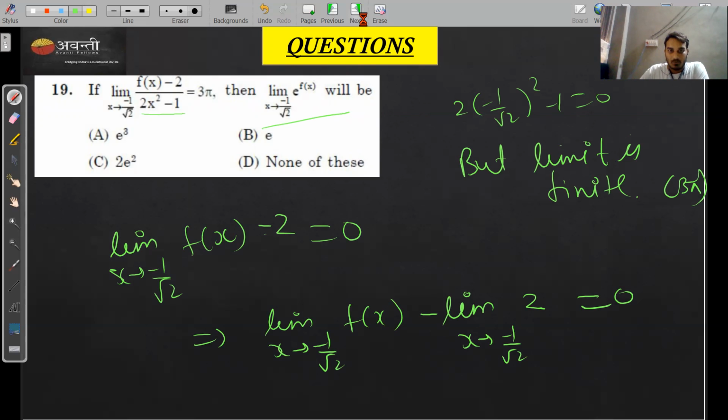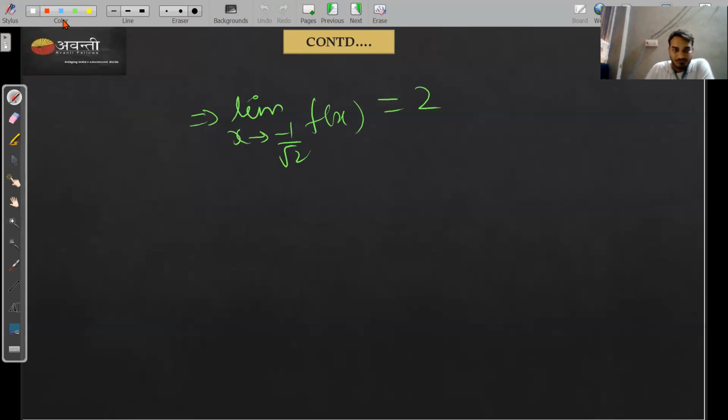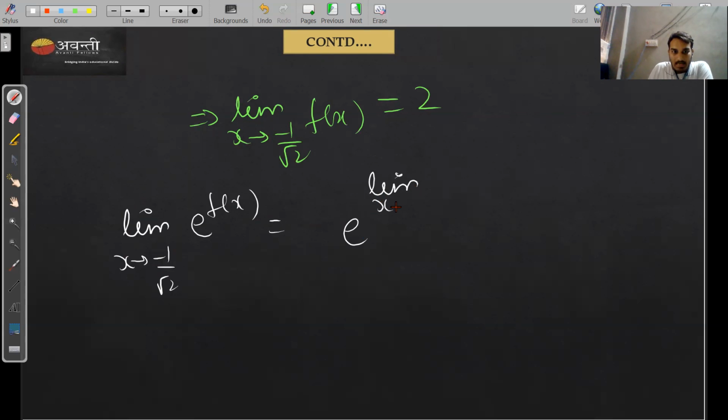Okay, so how will you find this? The limit as x tends to minus 1 by root 2 of e raised to the power f of x can be written as e raised to the power limit as x tends to minus 1 by root 2 of f of x, right? Because the limit is in x, e does not play any role for whatever value I get for e raised to the power f of x. It is by putting x, right? So that's why I can separate my limit here.